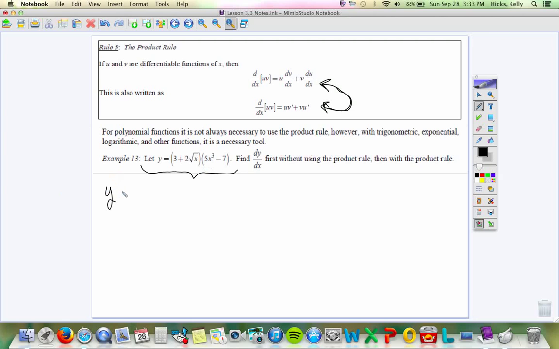So first, if we multiplied everything out, we would get y equals, so I'm foiling it out, y equals 15x cubed plus 10x to the 7/2 power minus 21 minus 14x to the 1/2 power. If you are having trouble with exponents, this might be a really good time to go find a YouTube video about multiplying exponents.